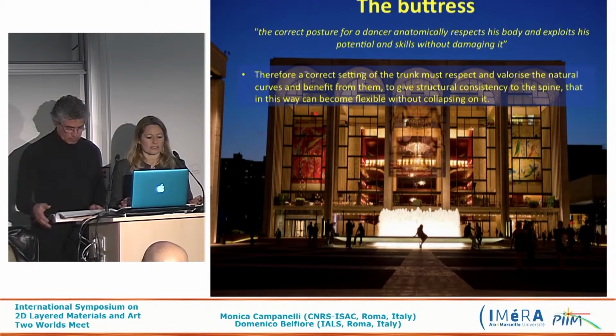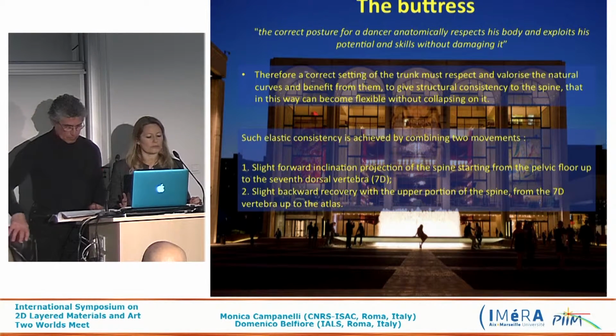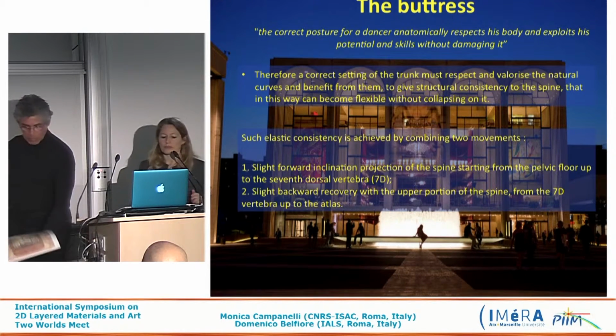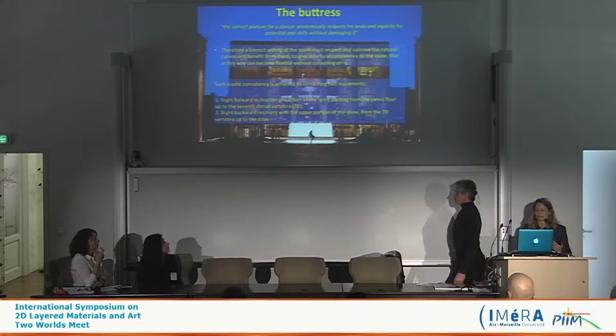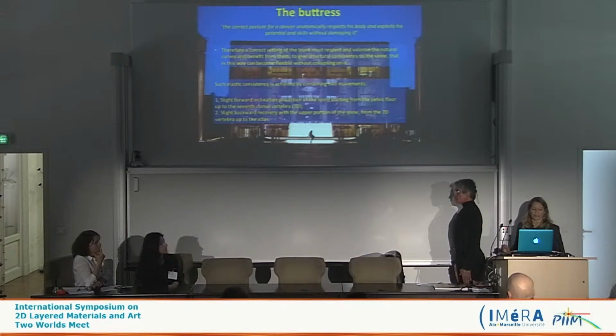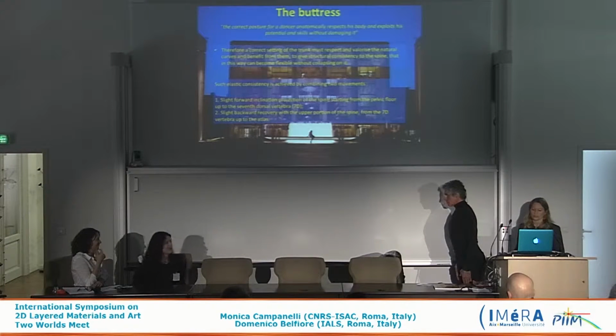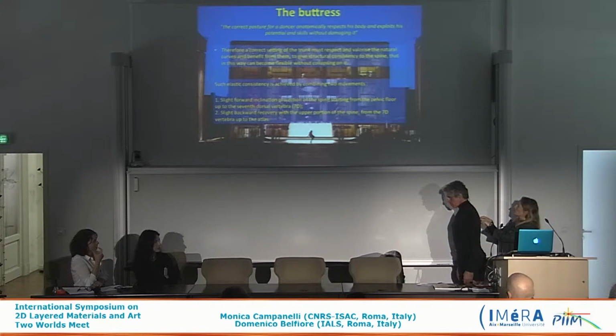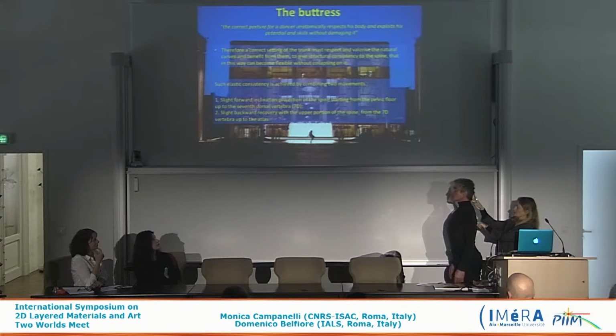Such elastic consistency is achieved by combining two movements that Domenico is going to show now for a correct posture of the spine. The first one is a slight forward inclination projection of the spine, starting from the pelvic floor up to the 7th dorsal. The second one is a slight backward projection of the spine, starting from the 7th dorsal vertebra up to the atlas. This gives structure and beauty to the posture of a dancer.